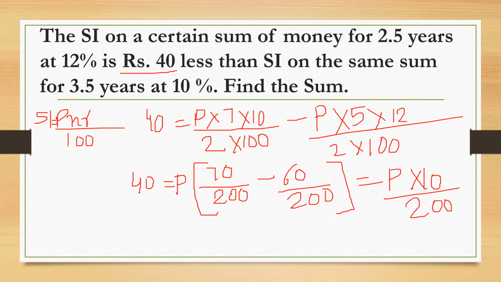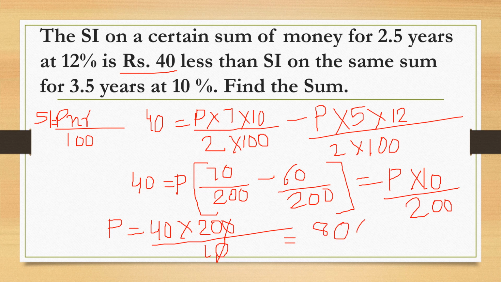So in order to find the value of P, we have to transfer the values closer to P to the other side. That is 40 into 200 divided by 10. This 10 and this 0 is cancelled. So P is equal to rupees 800.